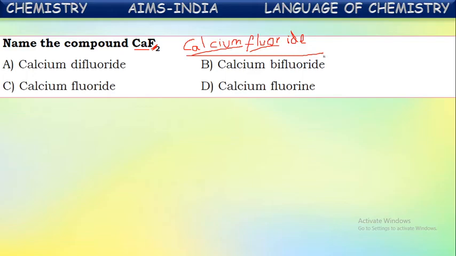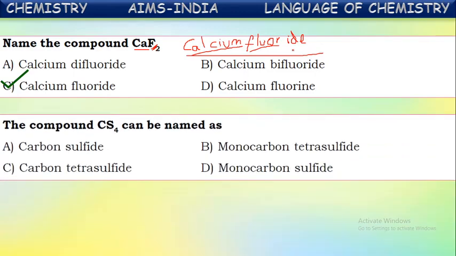So as it is a type 1 binary compound, we need not mention the number of cations and anions. The number of atoms of either cation or anion need not be mentioned. So calcium fluoride itself represents one atom of calcium and two atoms of fluorine in the molecule. So it is calcium fluoride.